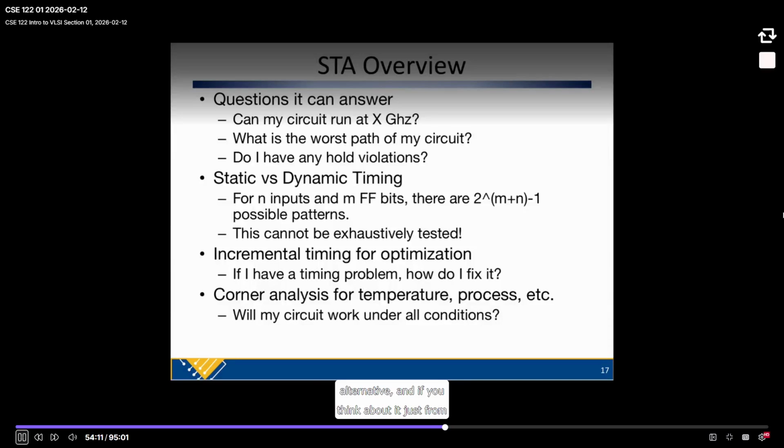So the alternative, and if you think about it just from the number of inputs, if you have n inputs and m flip-flops, and you consider those flip-flops as inputs, you have to consider 2 to the m plus n minus 1 possible states and transitions to next states to figure out what the worst combination is. You can't feasibly test that for any reasonable number of inputs and states. So that's why we have to do static timing analysis.